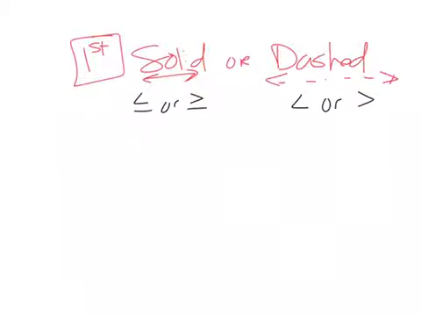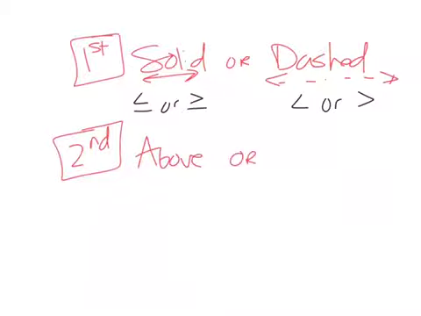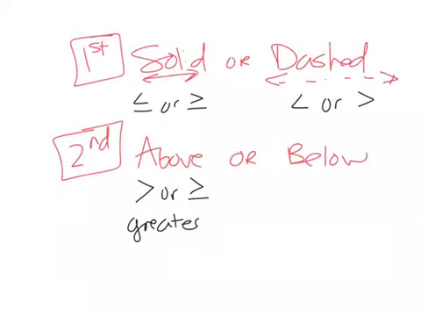After I figure out that, then the second thing I've got to decide is if I should shade above or below the line. And so I look again at my inequality symbol. If it's any type of greater than, meaning greater than or greater than equal to, I shade above. However, if it's a less than or less than equal to, any type of a less than, we shade below.